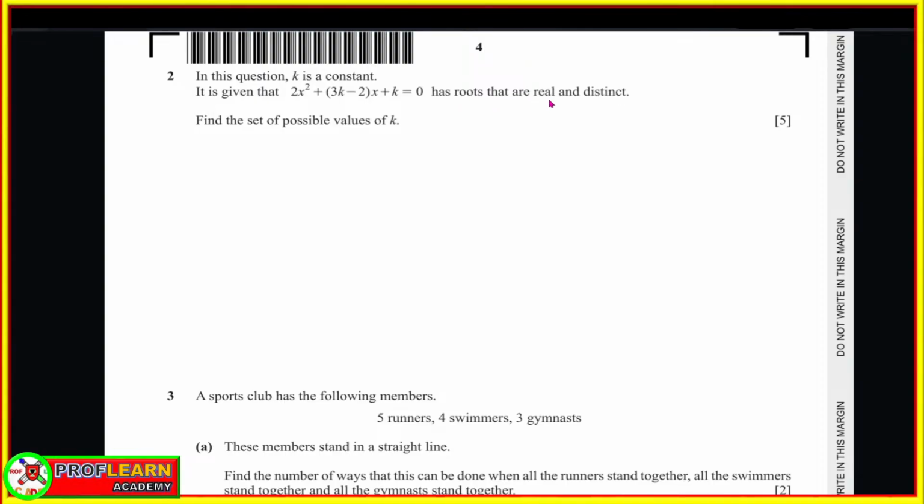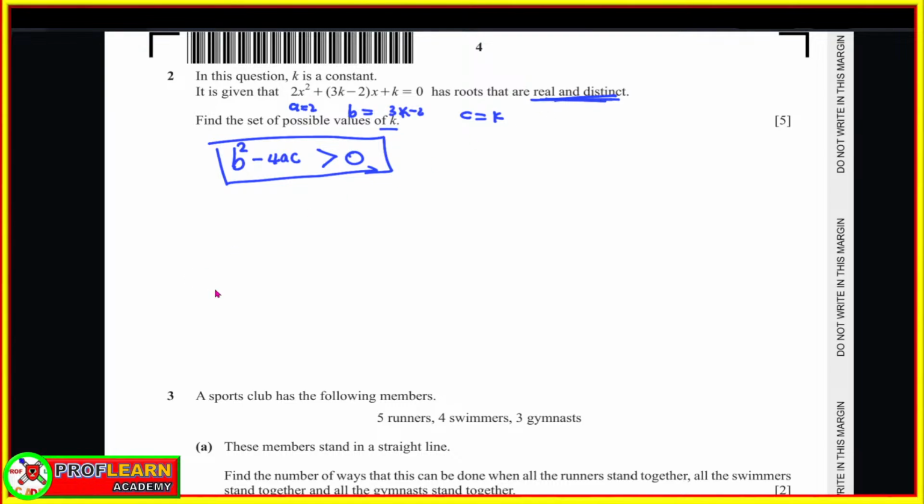Has two roots that are real and distinct, and this means that b squared minus 4ac has to be greater than 0. That is, the discriminant is greater than 0. But if you are told equal roots, you say the discriminant is equal to 0, and for no solution, the discriminant should be less than 0. So in this case, our a is 2, our b is 3k minus 2, and our c is k. Now find the set of possible values for k for which we have two distinct roots.